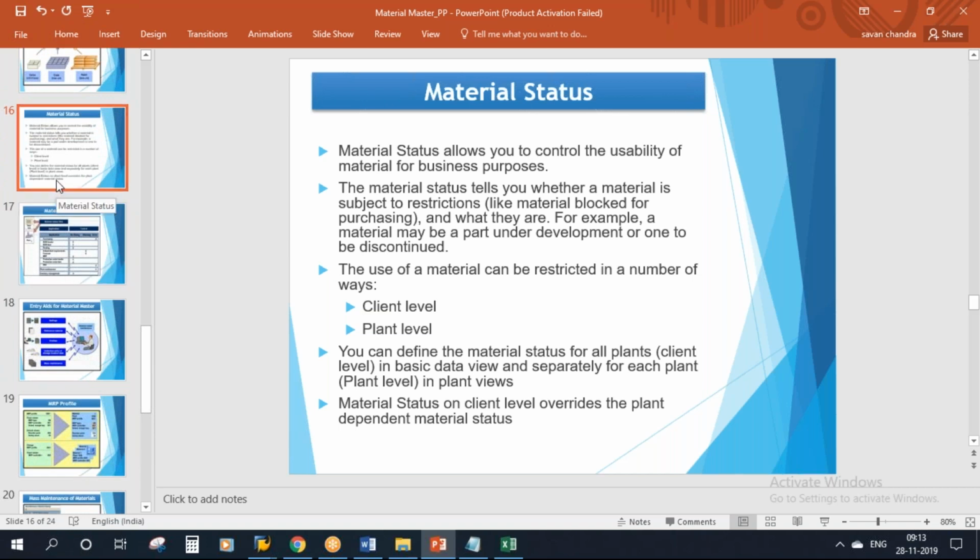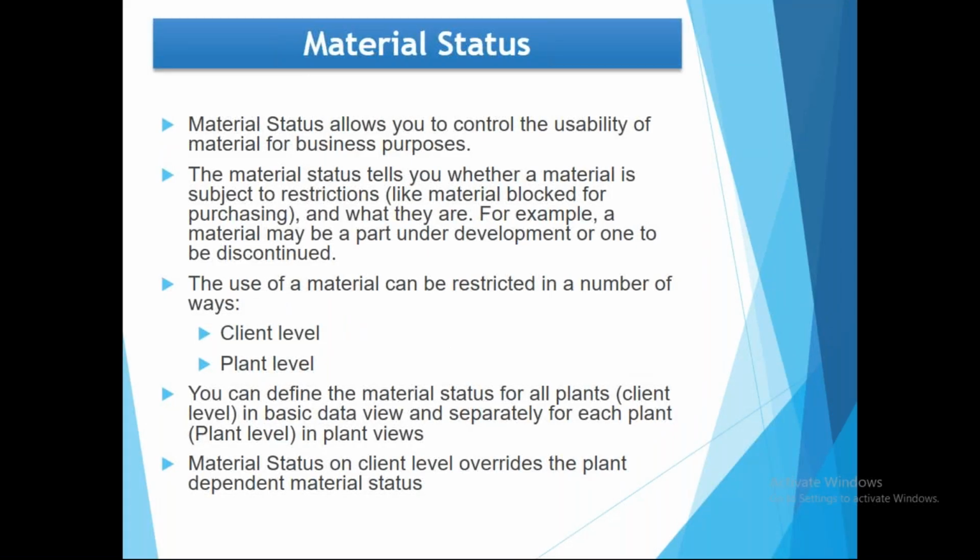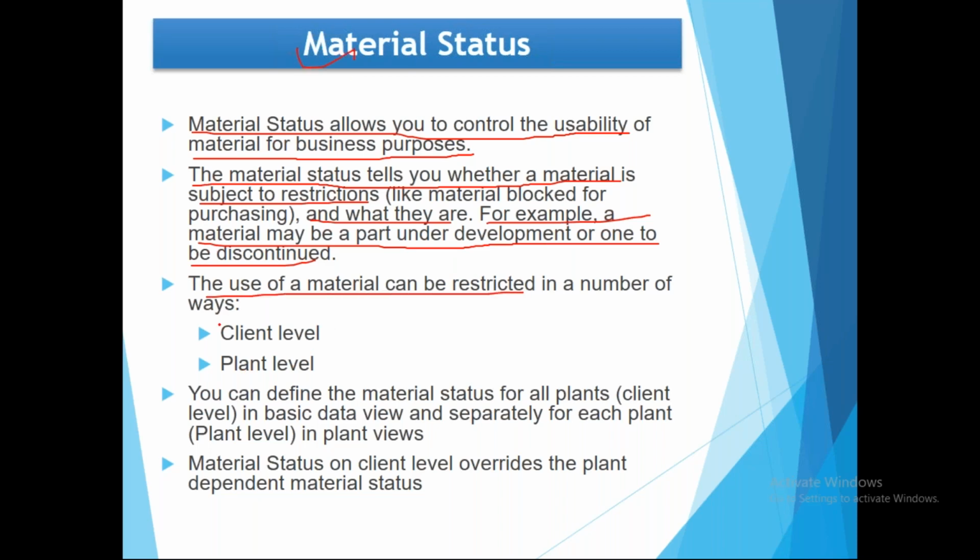Okay. Next, we will discuss material status. What is material status? Material status allows you to control the usability of material for different business purposes. Material status tells you whether a material is subject to restrictions and what they are. For example, a material may be part of one under development or one to be discontinued. So this material status you can maintain at two levels. One is client level, one is at plant level.